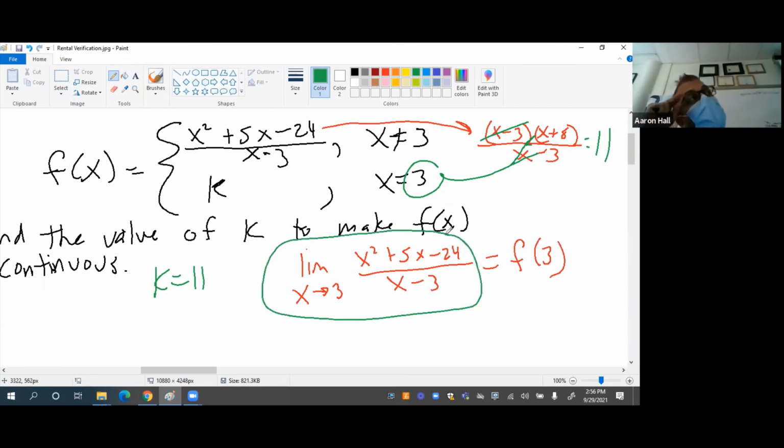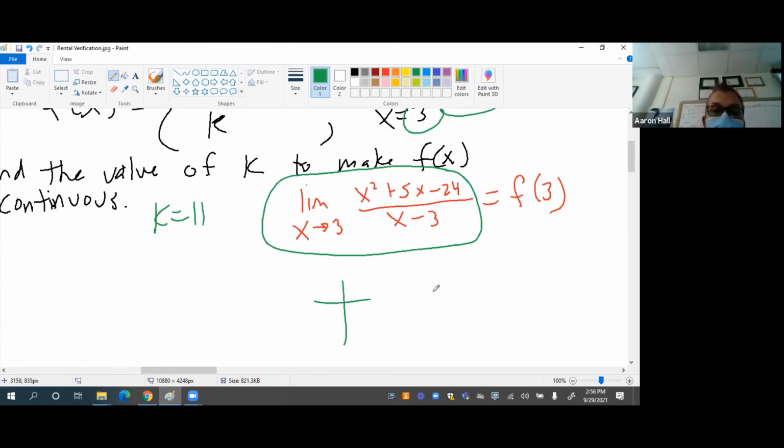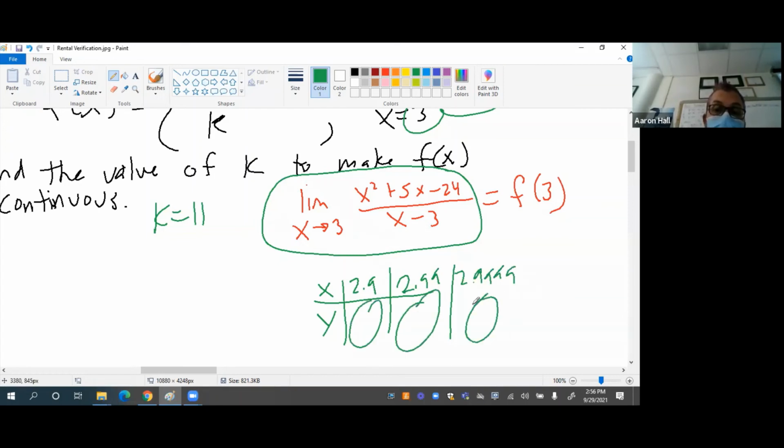And one method for figuring this out was, well, here's one method. We could write this out with my x's and my y's here. And then let's try to think of, I don't know, 2.9 and then 2.99 and then 2.9999 and then find the corresponding y values, what I'm getting closer and closer and closer to.